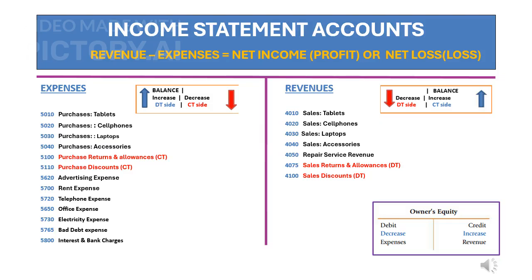Income statement accounts show how revenue and expenses determine net income or loss. Expenses include purchases, salaries, and rent, while revenues come from sales and discounts. This equation helps us understand profitability.